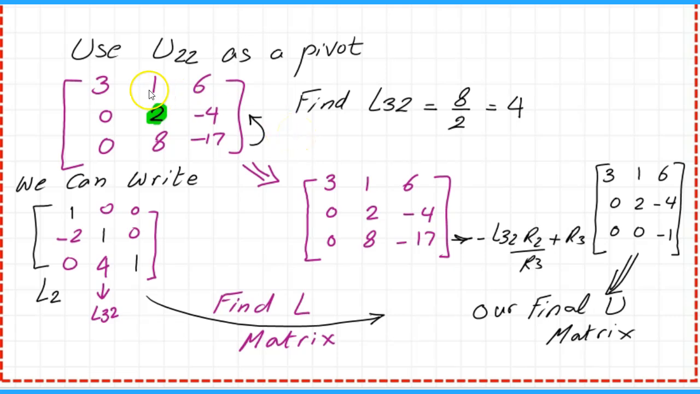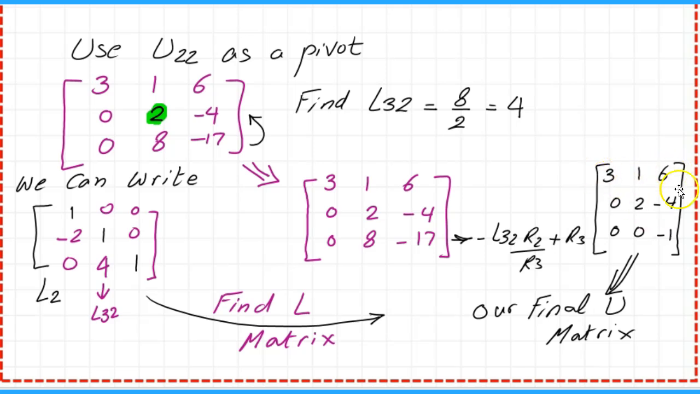Here it's very clear that we will use U22 as a pivot to find L32. L32 is nothing but dividing this value over this value, which is 4. But we change the sign to -4, to multiply R2 and add to R3. So minus L32, which is -4, multiplied by 2 is 8. Minus 8 minus 4 by 2 is -8. We add to 8, we get 0. And -4 by -4 is plus 16, add, this is -1.